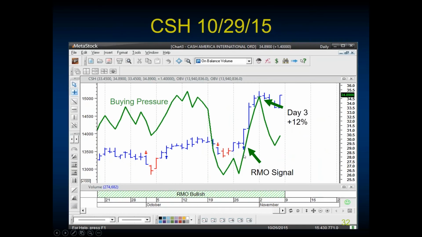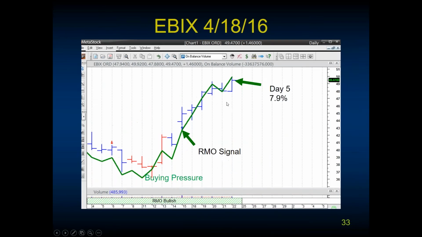And just to show you how it works, here's a couple more examples from the end of October, CSH. You've got the RMO buying signal that's already been filtered through the Wilder. And when we see the signal, we saw a nice steep curve here on that night, and then of course it kept going up. Nice 12% trend in 3 days. Finally, EBIX, which we just showed you. This is what the OBV looked like, again, layered on top of what we did with the RMO and the Wilder's work.